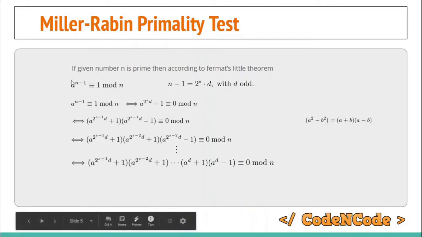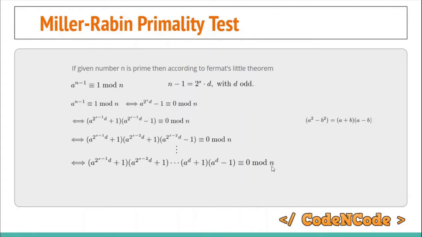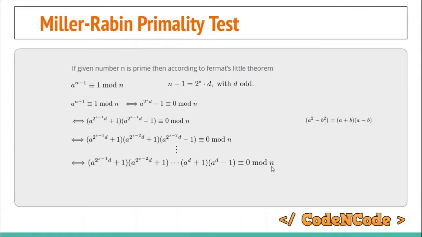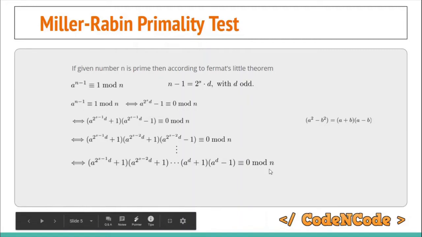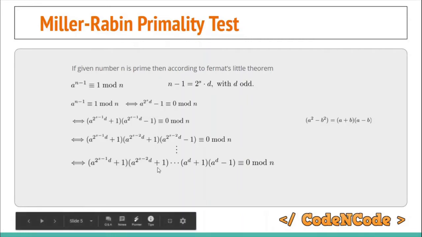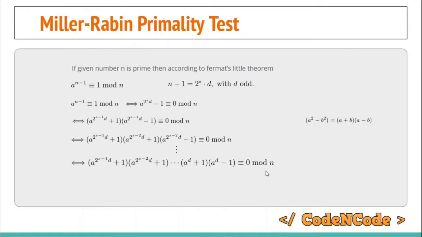But here, what we are doing, we have transformed this expression into this, and now the Miller-Rabin test says that if n actually is a prime, then it must divide at least one of these factors. It is possible that n is a composite number and that also divides one of these factors, but not necessary for a composite number. But if n is actually a prime number, then it is a necessary condition for that number. If n is a prime number, then it is a necessary condition for it to divide at least one of these factors. If n is not a prime number, then it is not necessary. It is possible that n is a composite number and it still divides one of the factors, but not necessary. If n is prime, then it is a necessary condition.